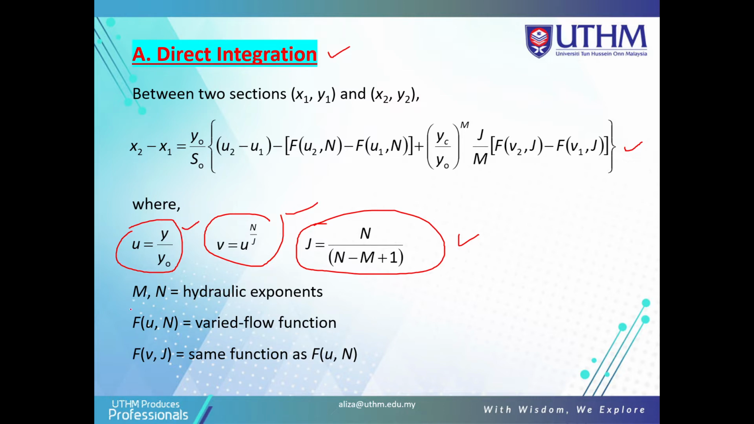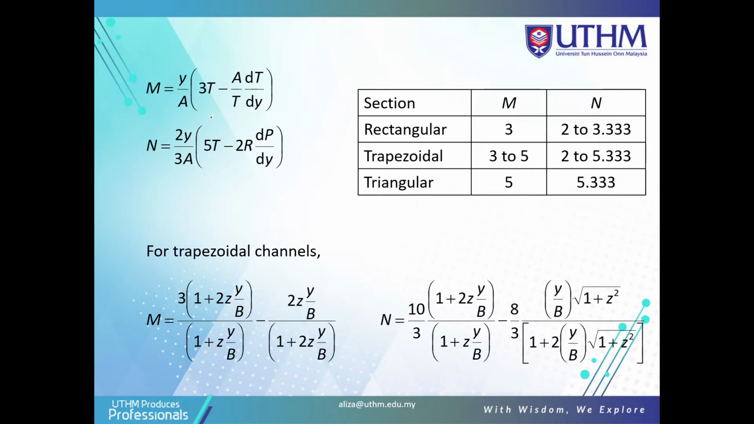N is the hydraulic exponent, and M is also a hydraulic exponent, which is also given. F of U and N is the varied flow function, and F of V and J is the same function as this one. So we use the same table to get the F of U and F of V. M is given based on this one.